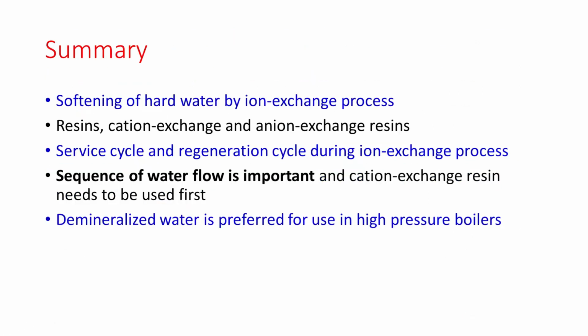In summary, we have discussed softening of hard water by ion exchange process. We have discussed resins, cation exchange and anion exchange resins, service cycle and regeneration cycle during the ion exchange process. The sequence of water flow is important and the cation exchange resin needs to be used first. Demineralized water is preferred for use in high pressure boilers.